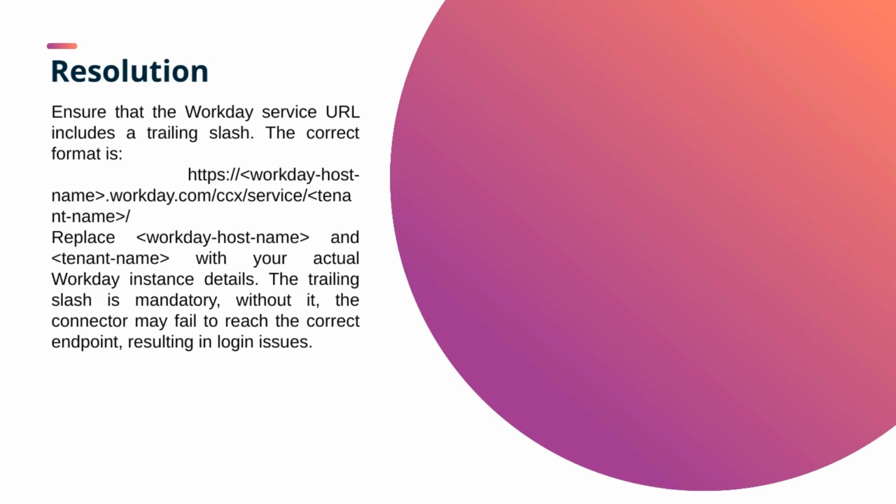To resolve this issue, ensure that the Workday service URL includes a trailing slash. The correct format for the URL is shown here. It's essential to replace the placeholders, Workday hostname and tenant name, with your actual Workday instance details. The trailing slash is mandatory. Without it, the connector may fail to reach the correct endpoint, resulting in login issues. By adding the trailing slash, you ensure that the connector correctly routes the authentication request, resolving the error and enabling successful integration with Workday.